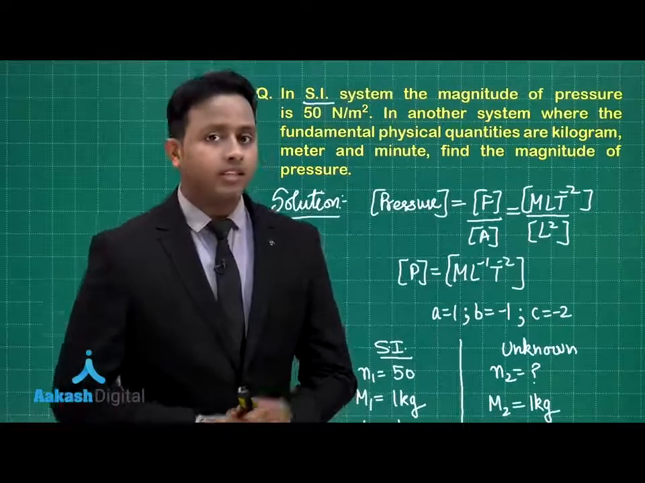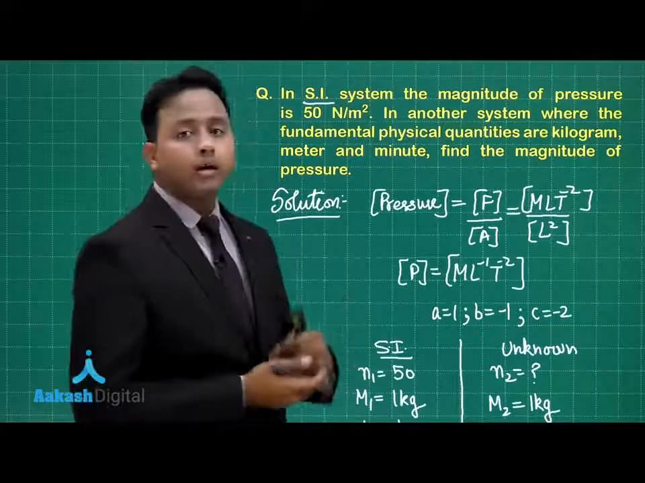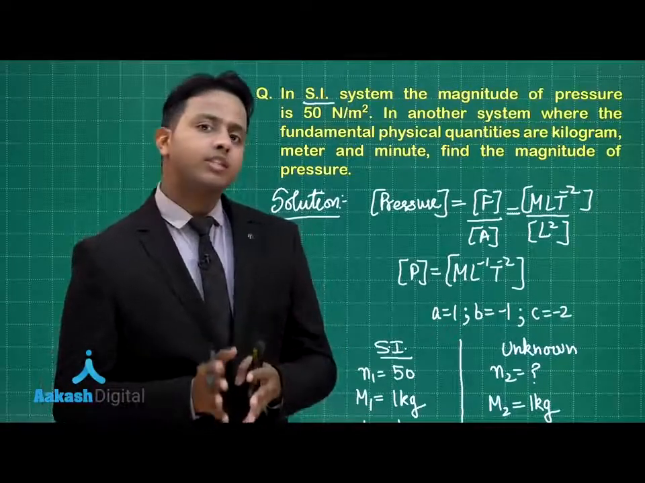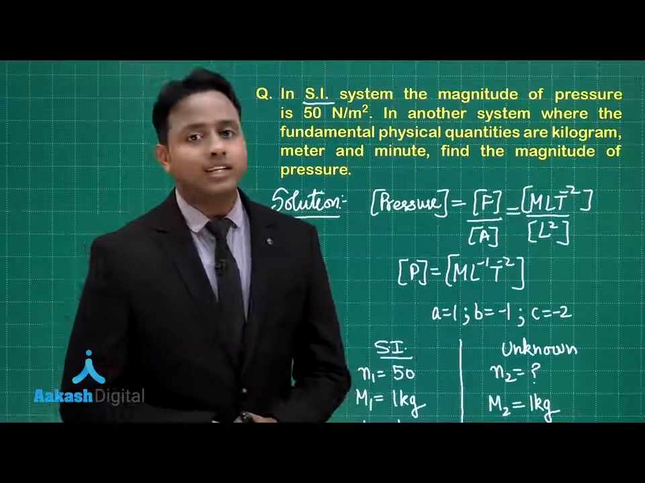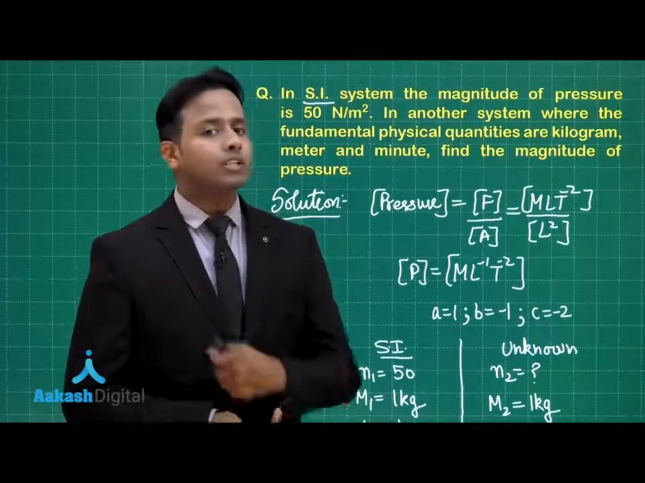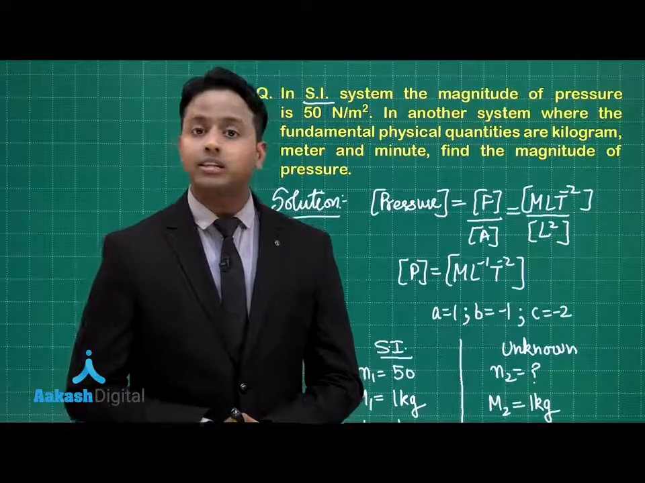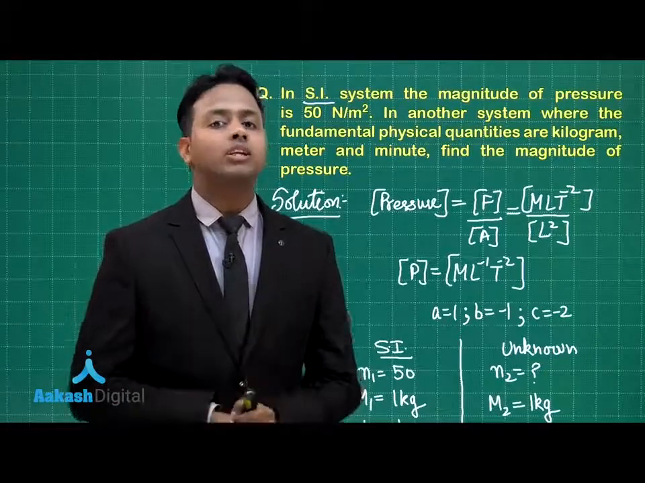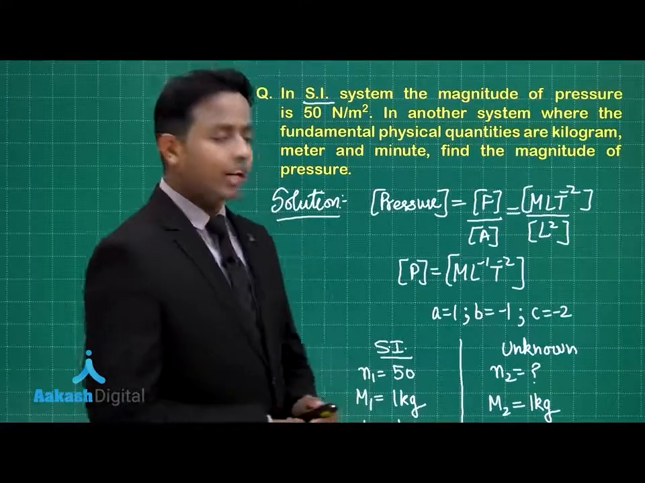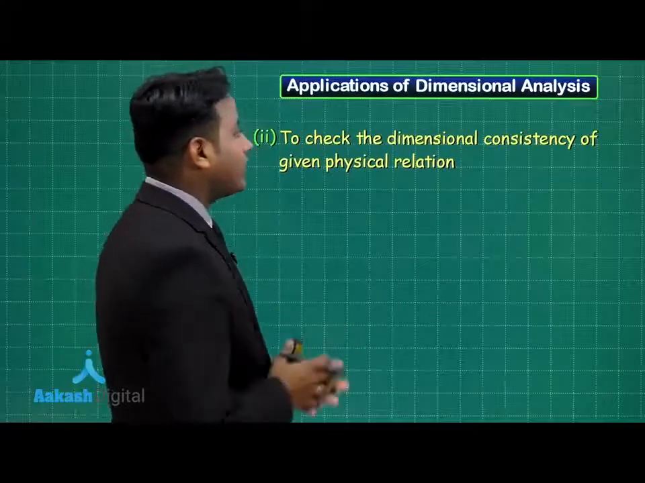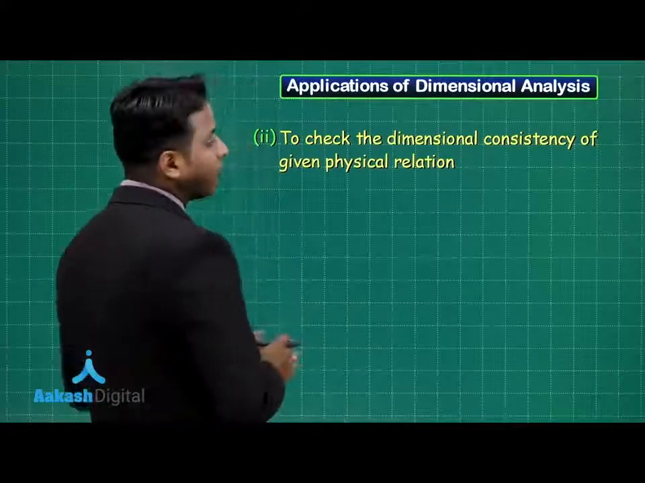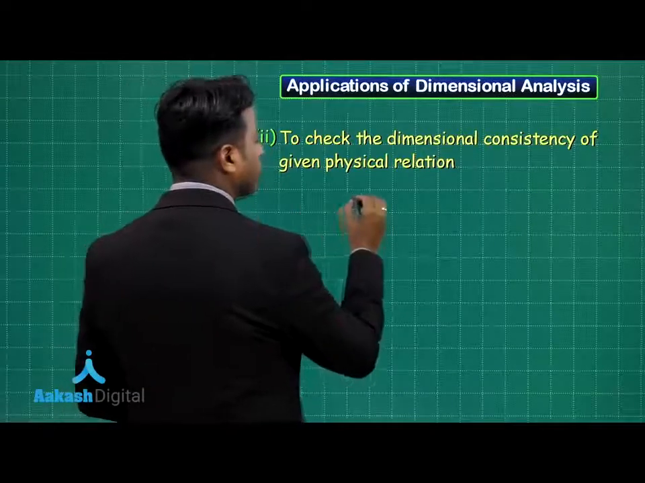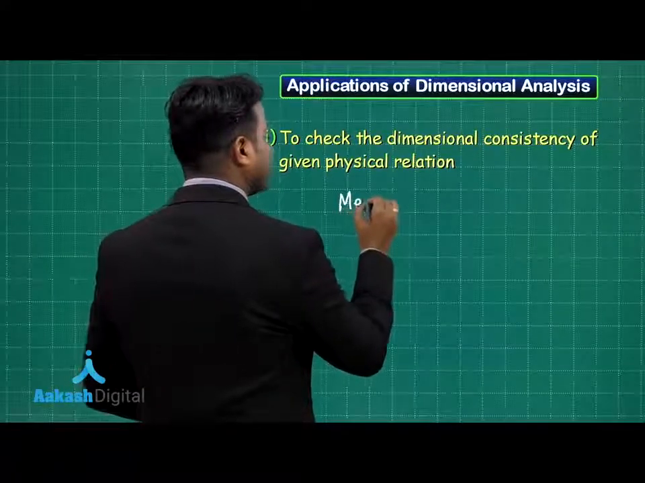Let us understand that how you can find out the numerical value when one system of unit is being transiting to the another system of units. So let's move on to the next application, and the most important application of dimensional analysis is to check the dimensional consistency of a physical relation. Now, to check the dimensional consistency of a given physical relation. So what is going to happen in this? Let's suppose I am going to write down the mechanical energy of an object.